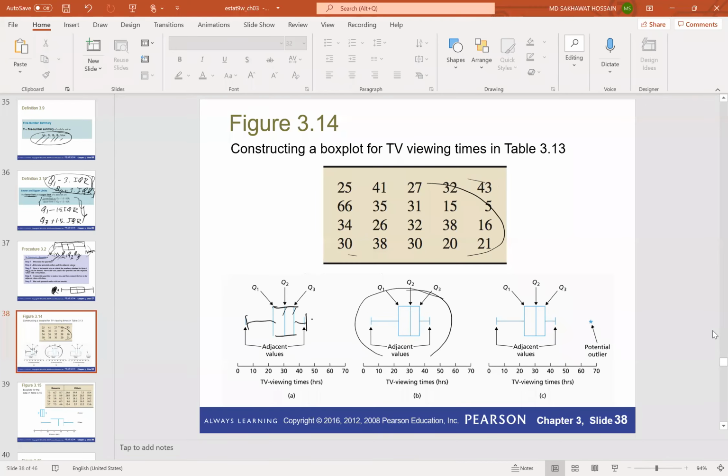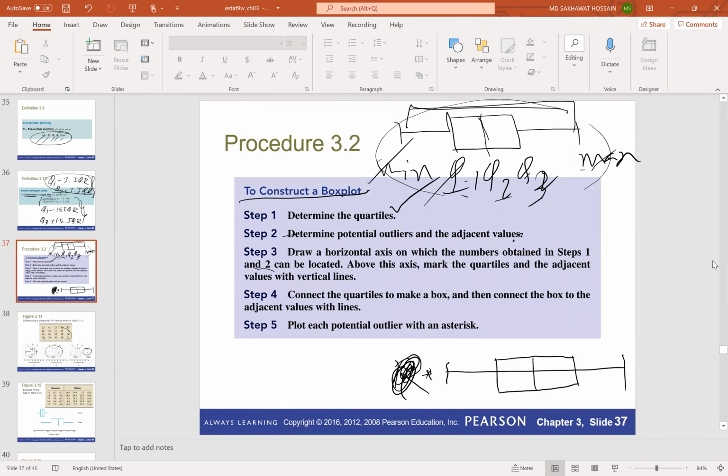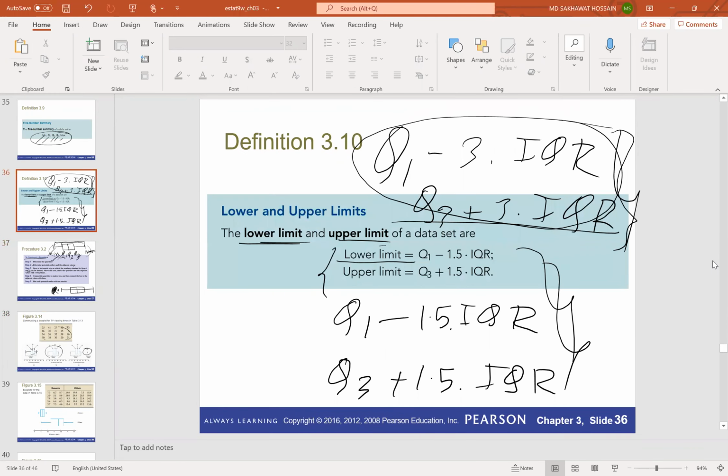If you do not have any outliers, that's it. But if you have outliers, then you have to use an asterisk sign to denote the outliers. So how do we determine the potential outliers? When we calculated the interquartile range, I already told you that to determine the outliers, we need to calculate these 2 numbers, the lower limit and the upper limit: Q1 minus 1.5 times IQR, and the upper limit is Q3 plus 1.5 times IQR.